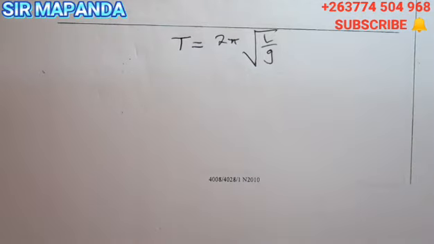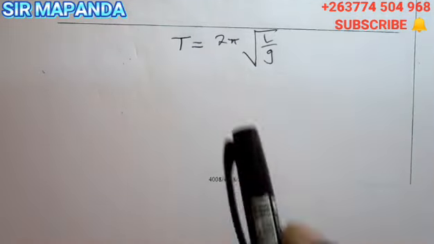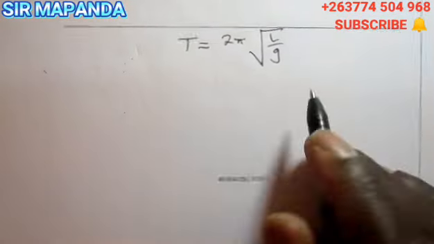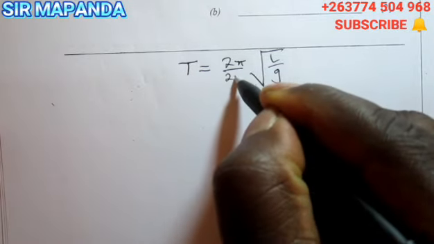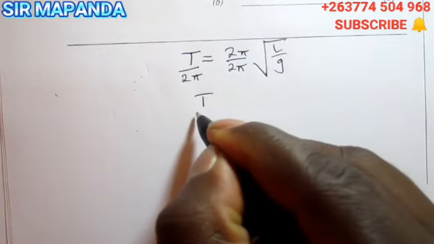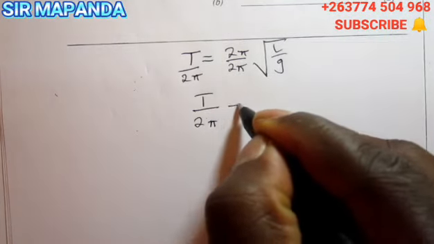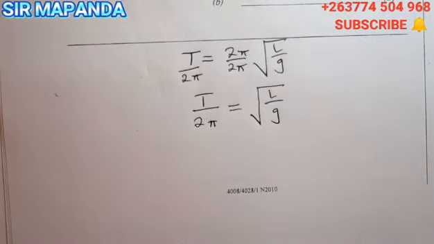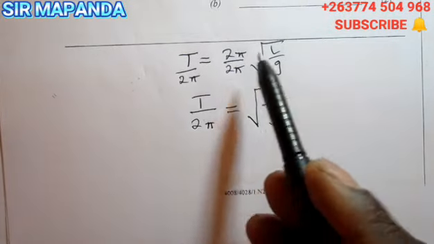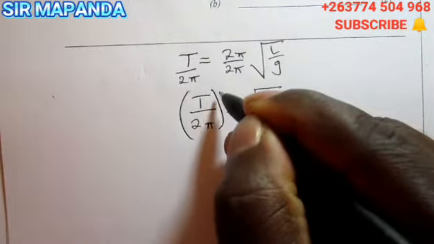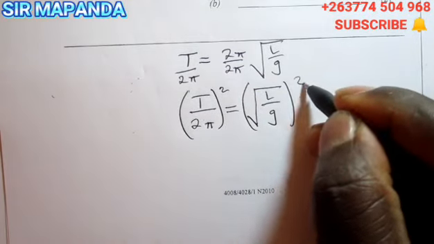But I advise students to introduce the square root after eliminating the number attached to the root sign. So let us start by dividing both sides by 2 pi before we raise both sides to power 2. I hope you are listening. So you get t all over 2 pi is equal to square root of L over G like this. Then after removing the number attached to the root sign, it is now safer for you to raise both sides to power 2. So you raise this to power 2 and you raise this to power 2.